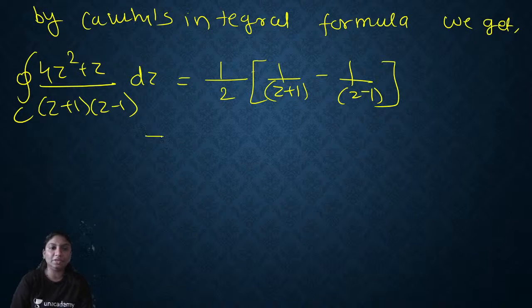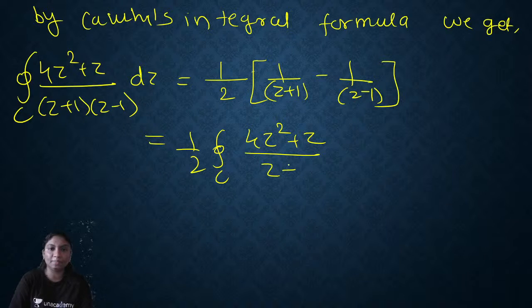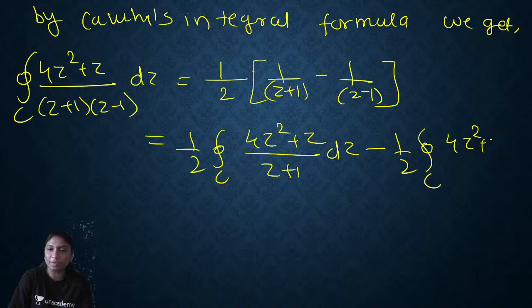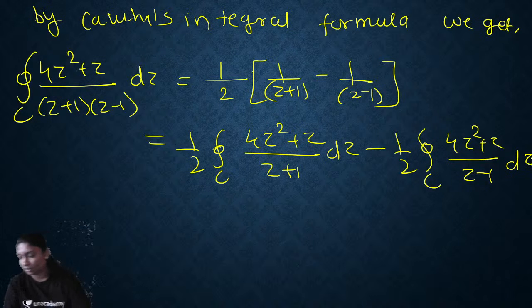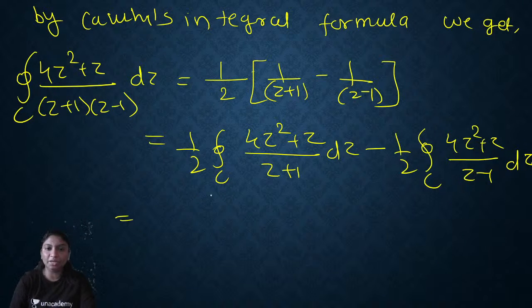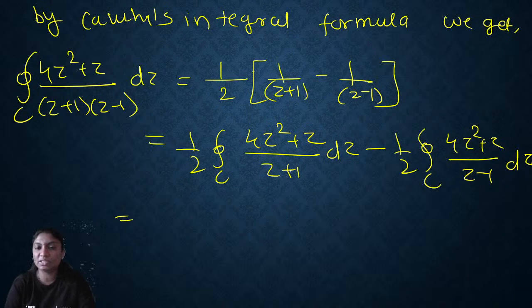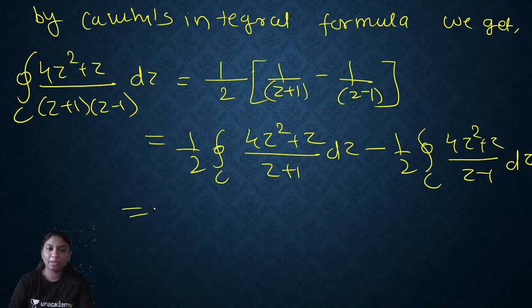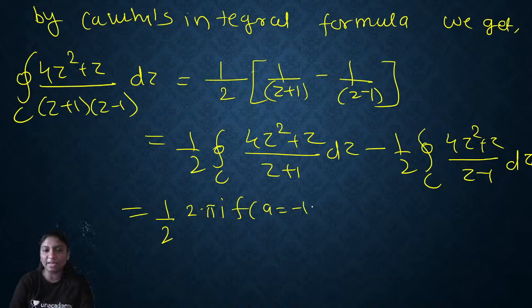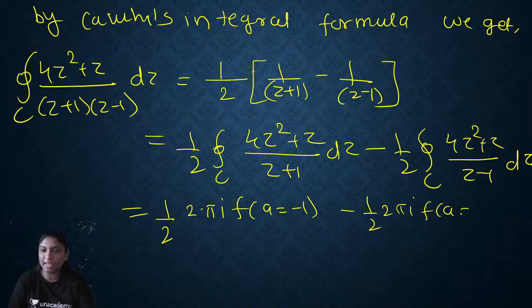Which is equal to 1 by 2 into the integral over C of 4z square plus z upon z plus 1 dz, minus 1 by 2 into the integral of 4z square plus z upon z minus 1 dz. Now see, z is equal to minus 1 is the singularity, so here put f of z. What is your a? Here 1 by 2 into 2 pi i into f of a, where a is equal to minus 1, and minus 1 by 2 into 2 pi i into f of a, where a is equal to 1.